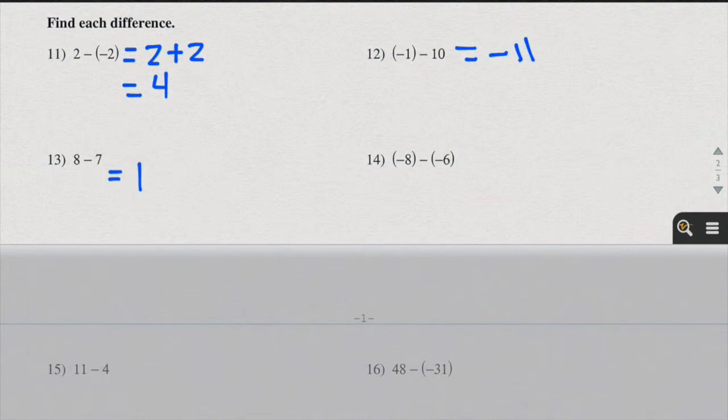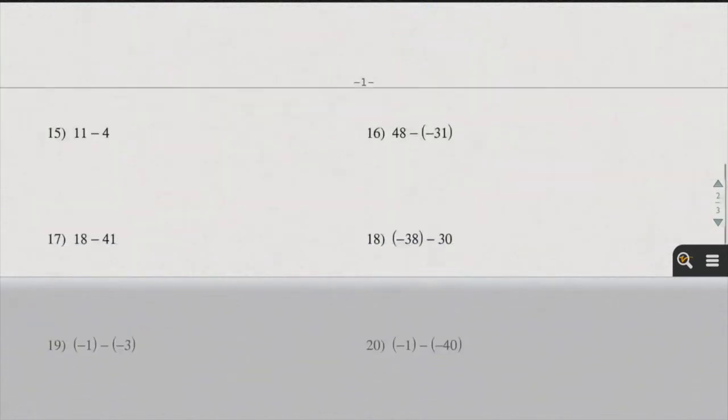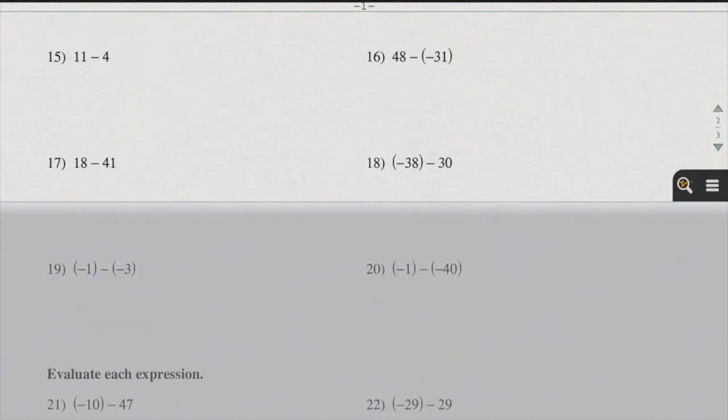Number 14. -8 minus -6. So that -8 is going to stay -8, because you can assume that in front of the parenthesis there's a positive sign, and a positive and a negative makes a negative. So we end up with -8, a minus and a minus becomes a positive 6. So in that you end up getting -2. Okay, number 15. 11 minus 4 is 7.